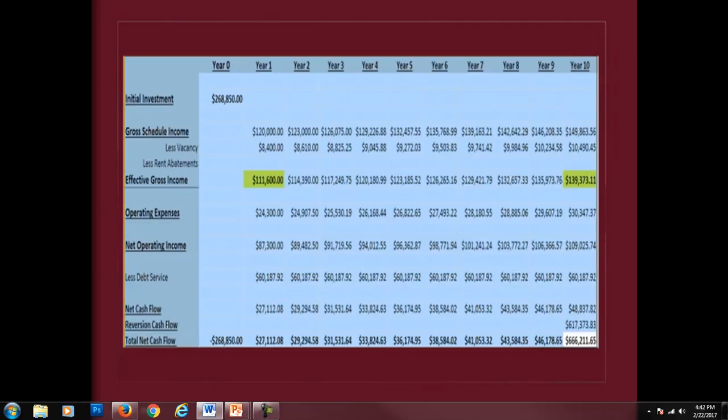Our first year starts with a gross income of $120,000, which generates a net operating income, if you follow that line down, of $87,300 after operating expenses, and a net cash flow after debt service but before taxes of just over $27,000. That's basically the calculation we've already done. So how do we take that and project it forward?